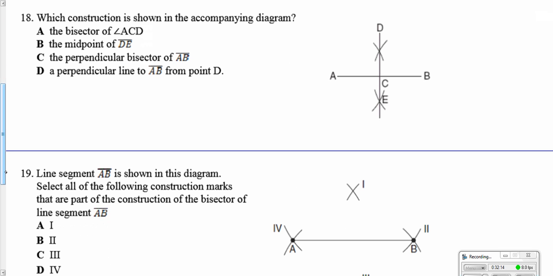18. Which construction is shown in the following diagram? We know we're not bisecting an angle. We never touched on that this unit, so we can automatically get rid of that. We created line DE, as you can see by the arcs, so we did not do the midpoint of DE. Perpendicular bisector of AB, that's what we did, since we have arcs above and below the line.